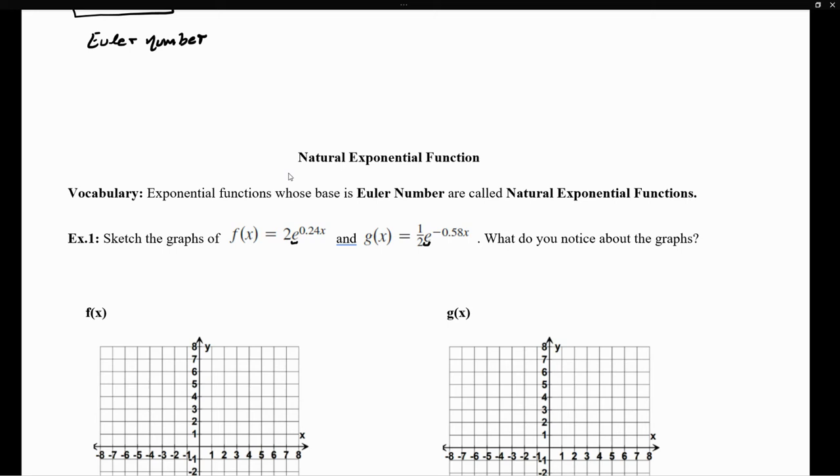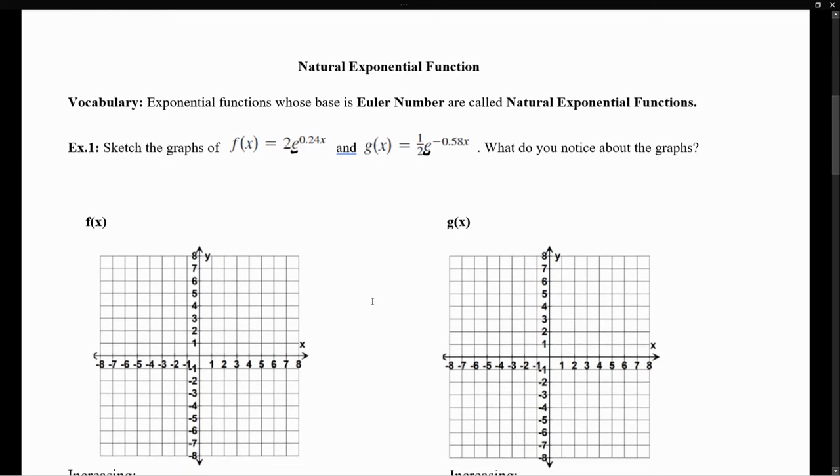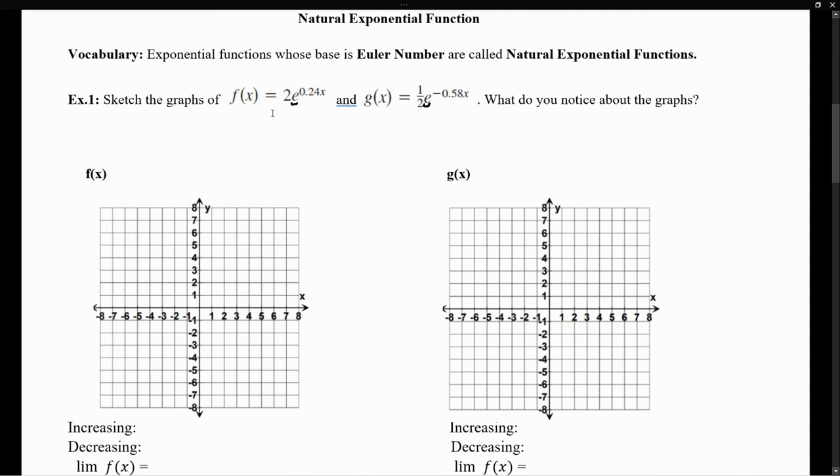It is an exponential function since the variable, or the unknown, is in the exponent. But since the base is this so-called Euler number, we refer to it as the natural exponential function. And since they're both exponential functions, when do we have an exponential growth and when do we have an exponential decay? For that, we're going to take a look at these two functions.